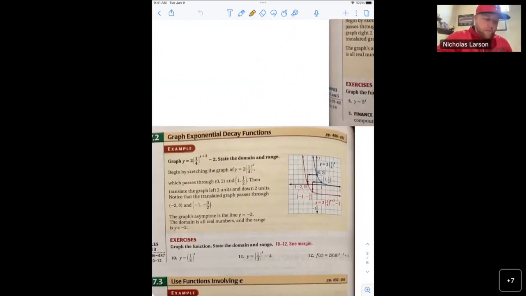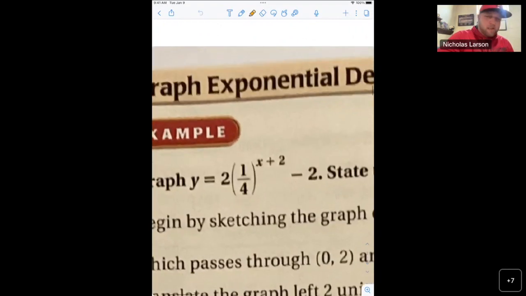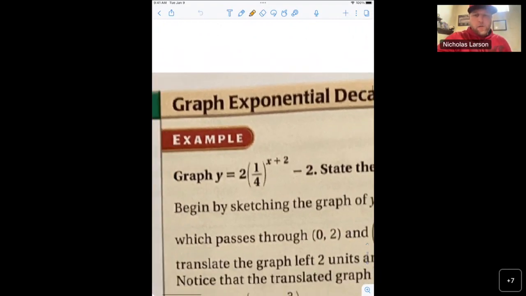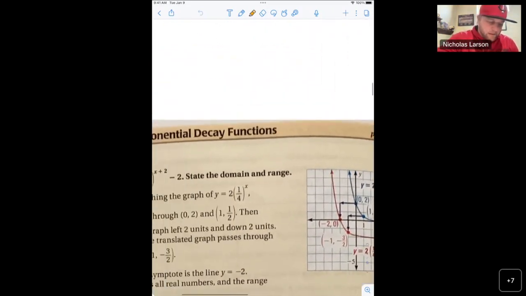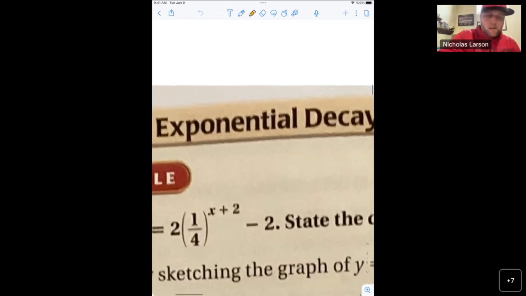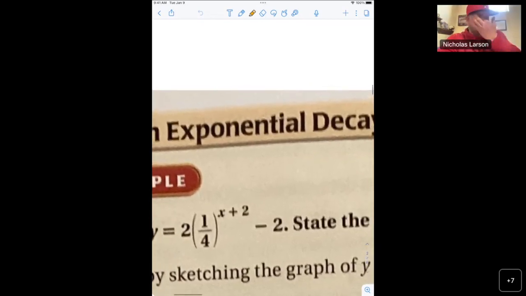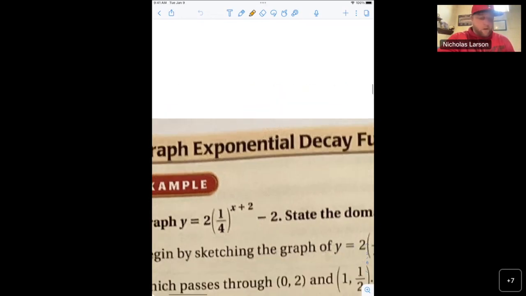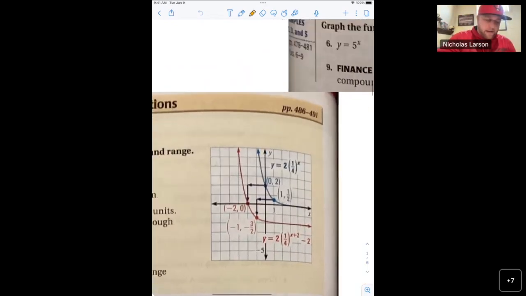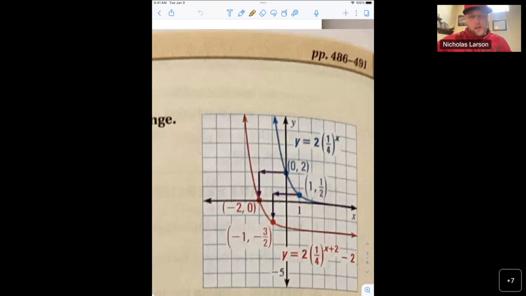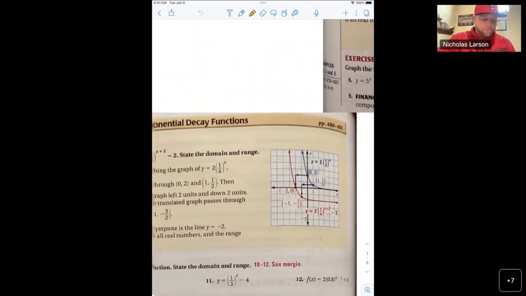Exponential decay functions are kind of similar. You've got a smaller base with the exponents, but it works the same. If this is the equation, with plus 2 in my exponent and then subtraction of 2 on the end, this is going to move it, because it's opposite, left 2, down 2. So when I go and write this in, I can see, okay, I took my parent function, the blue function, and I moved it to the left 2 and down 2 for each point.